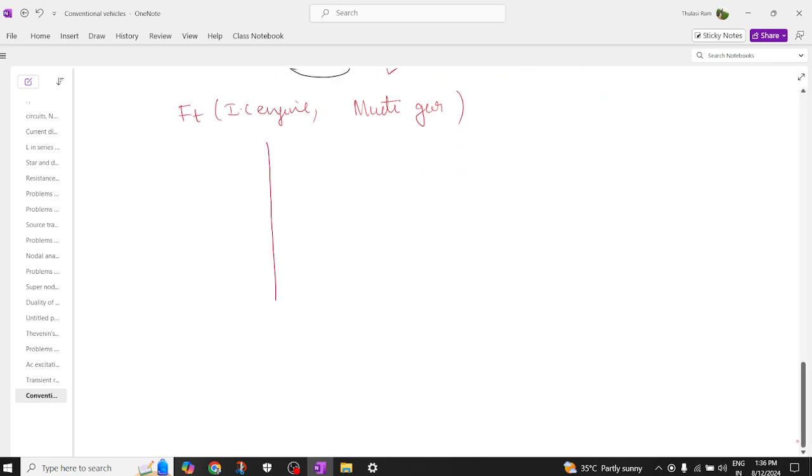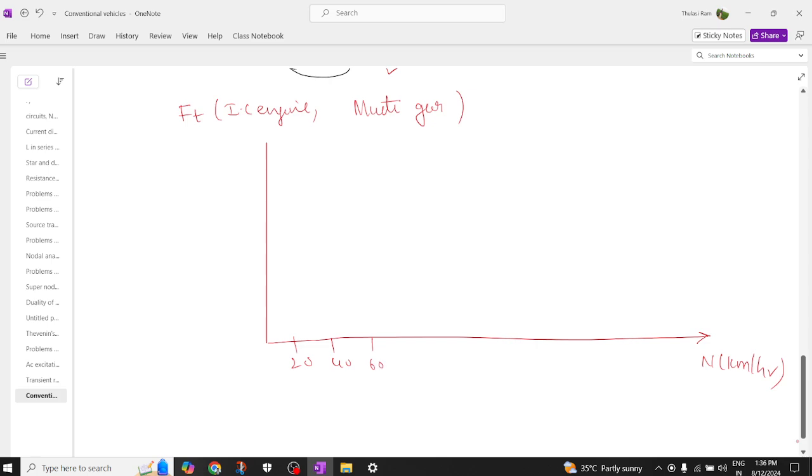Here I'm drawing the graph. On the x-axis we have the speed in kilometers per hour: 20, 40, 60, 80, 100, 120, 140. Just take a two-wheeler which has a maximum of 160. On the y-axis you have the tractive effort or tractive force. This is the force exhibited by the vehicle to propel or move, the force exhibited by the IC engine or the EV to propel on the road.